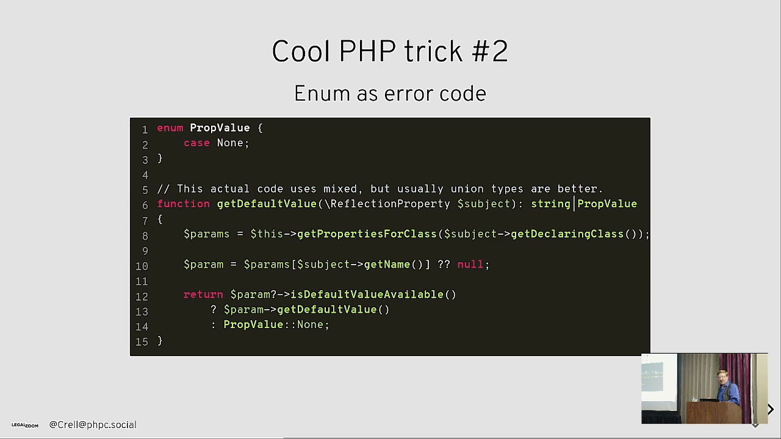What this library does is define a prop value enum with a single value in it. And then get default value can return either the value or some prop value instance. Why? Well, the real case uses mixed here, but if we want to have a there isn't one value, well, we can't use empty string because that could be the default value. We can't use 0 because that could be a legal value. We can't use null because that could be a legal value. So we need something completely outside of our possible values to indicate there's no value at all. And null doesn't work for that because null keeps getting used as a value. So instead, we use an enum for it.